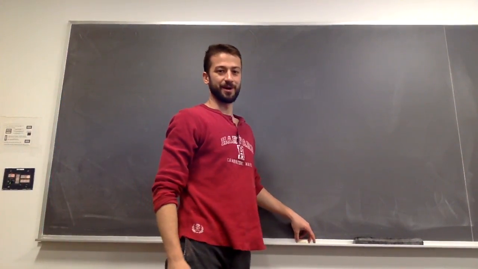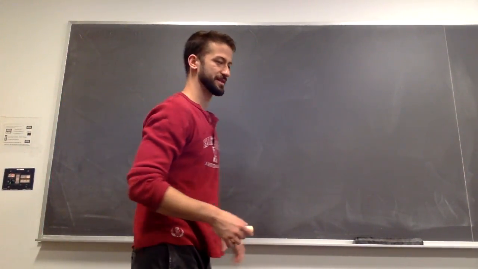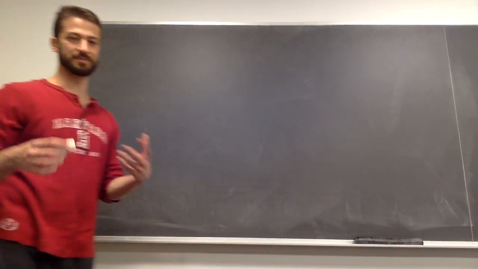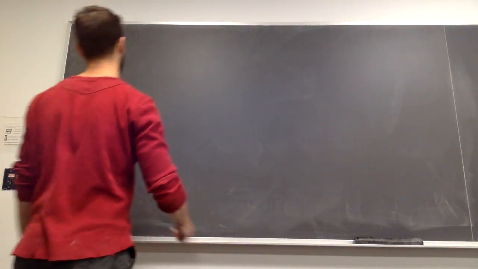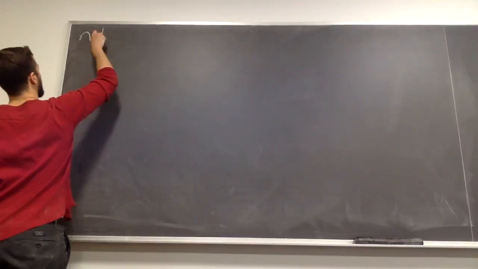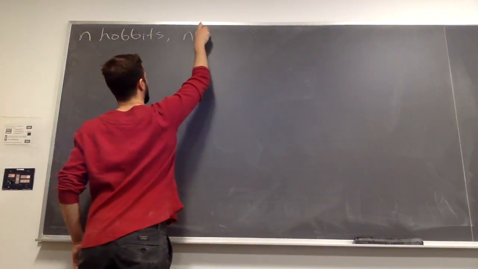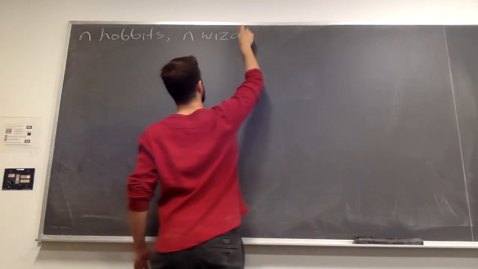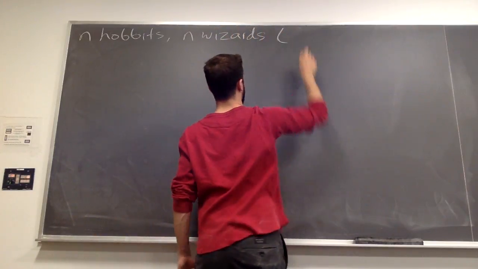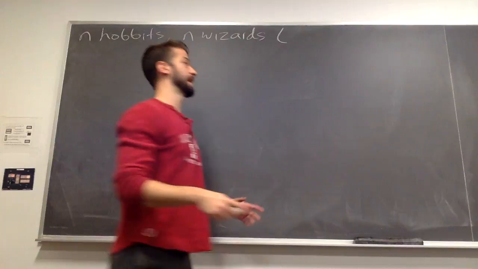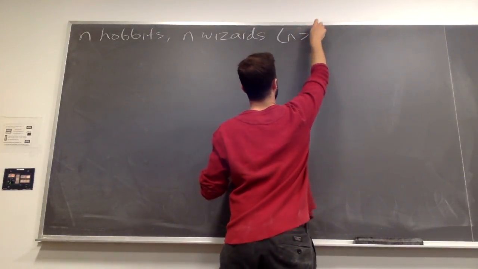Okay, in this problem we're going to think about hobbits and wizards. We're going to think of this as a speed dating between hobbits and wizards. So we're going to say you have n hobbits and n wizards. We're going to allow n to be some positive integer such that n is greater than 1, just to make this interesting. Okay.